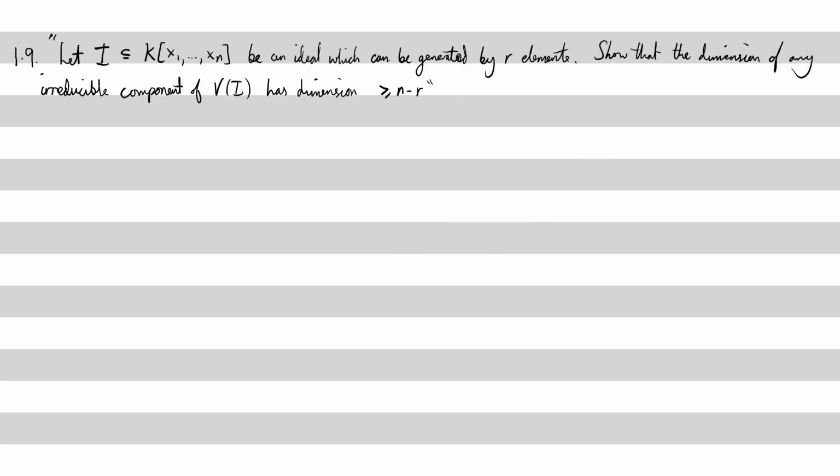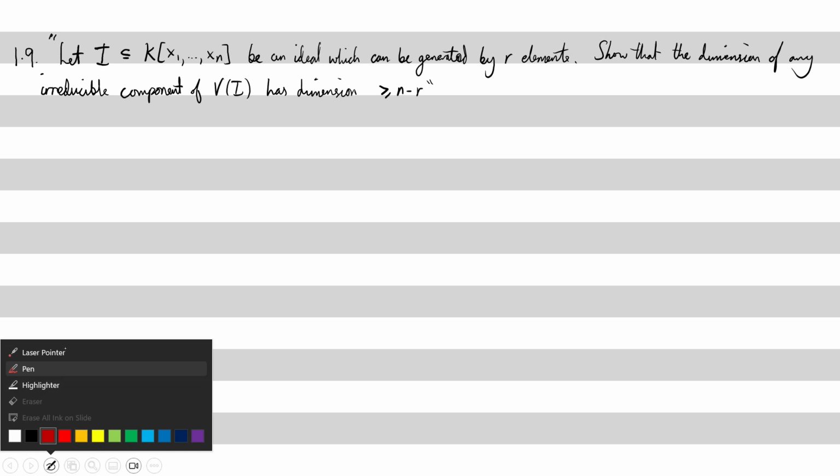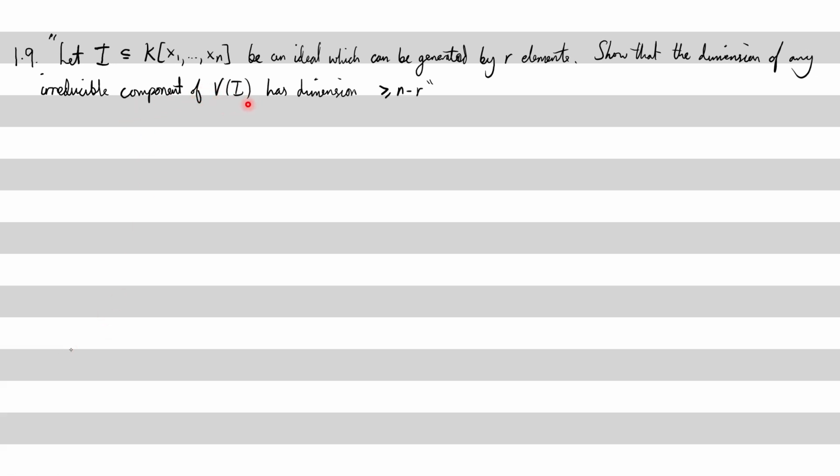And so let's begin. This question asks us to show that the dimension of any irreducible component of the vanishing set of an ideal generated by r elements has dimension at most n minus r. So let I equal (f1, ..., fr) within A^n over k. Now, what we would like to do is essentially do this step by step, but not by an inductive argument.